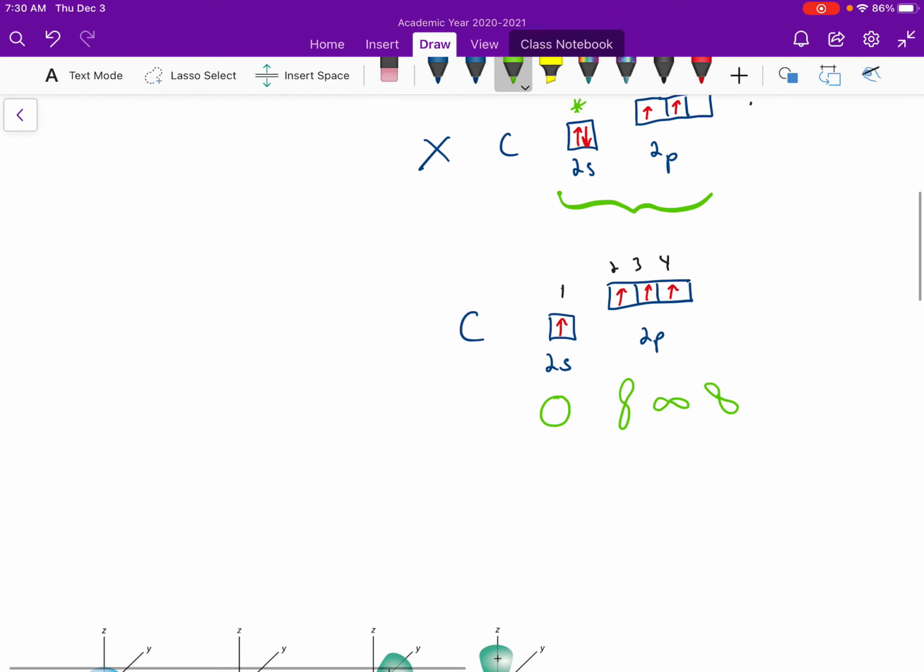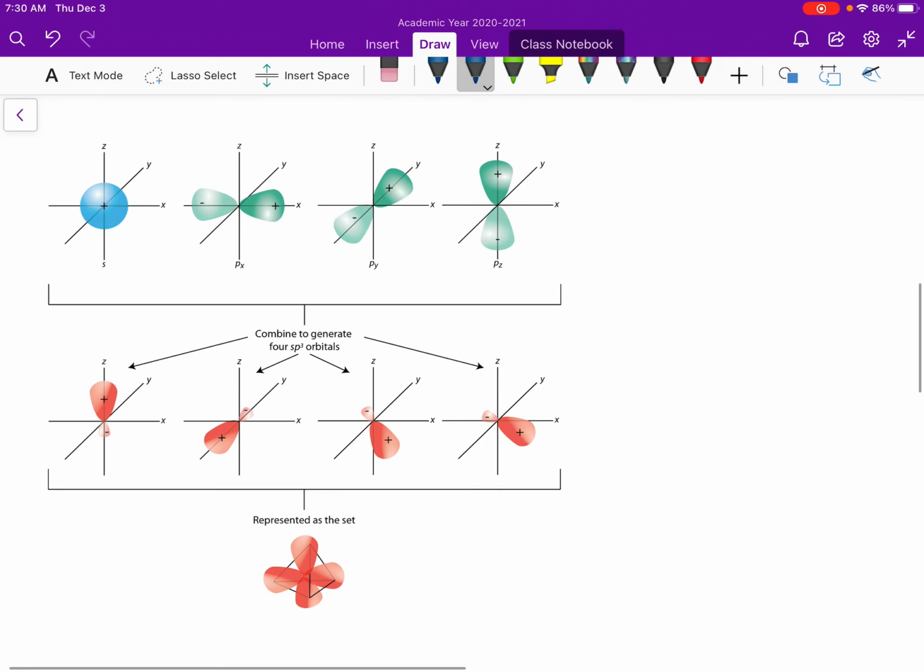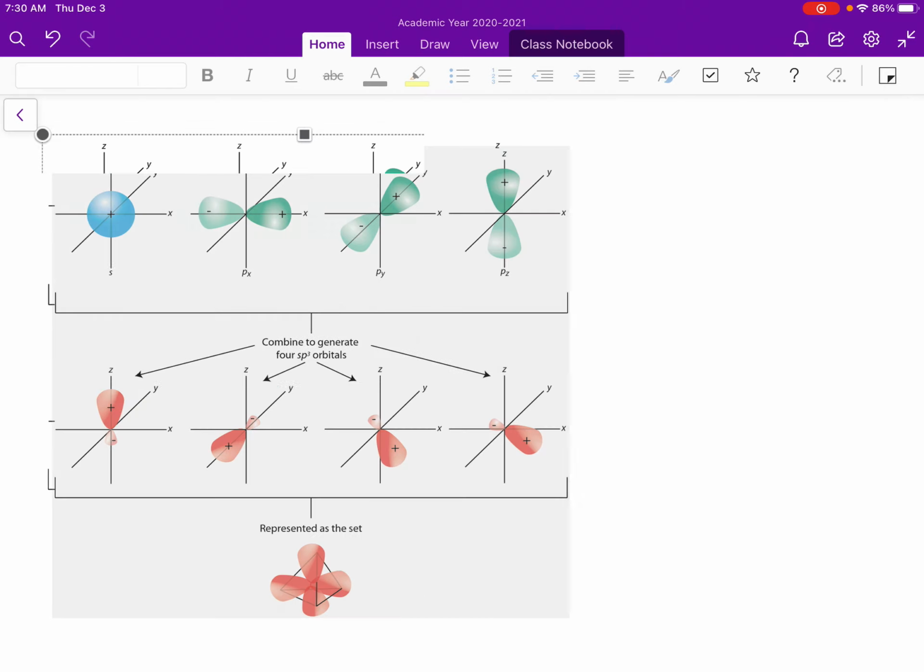So this is where the hybridization theory comes into play. Hybrid, meaning a cross between the two. So let me just move this picture down just a little bit. Don't freak out about that yet.